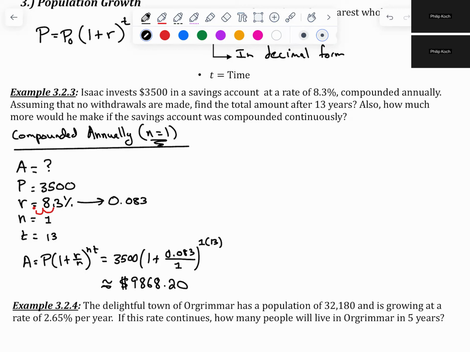So that $3,500 grew, let's see here, about $6,000 in interest, which is not bad, but it took 13 years to do it.